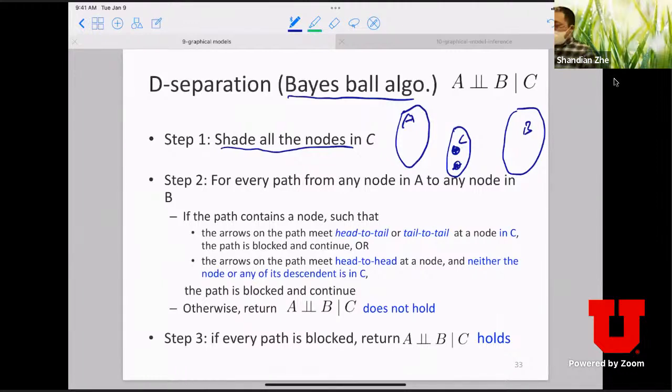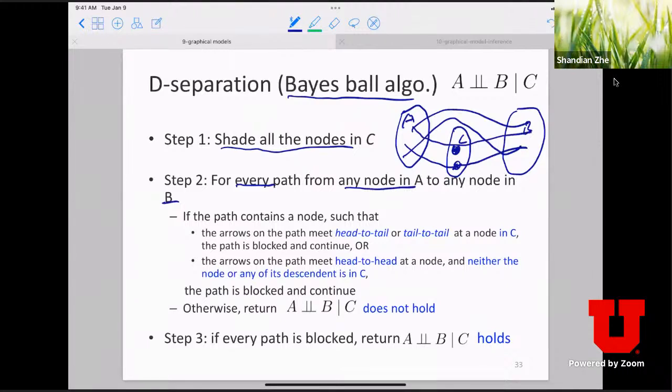Then we just look at every path from any node in A to any node in B. Okay? So there could be many such paths. Some paths will cross the nodes in C, some paths will not. And I want to answer the question of whether A and B are conditionally independent given C or not. How can we do that?